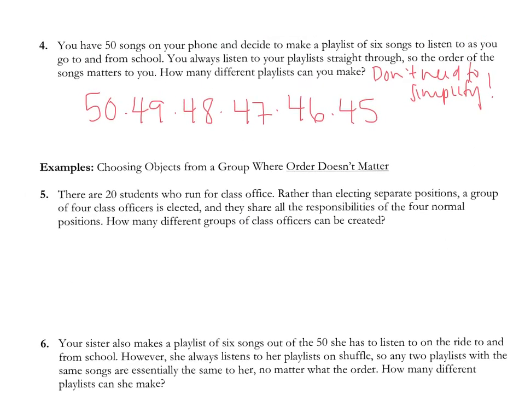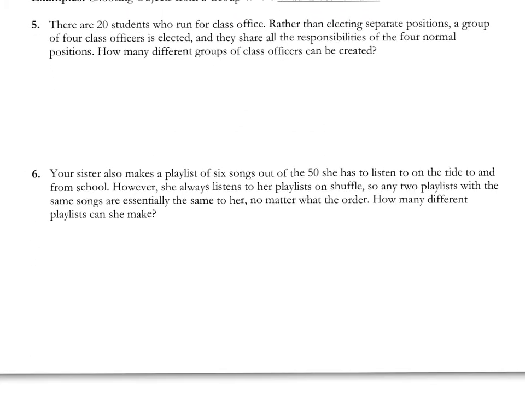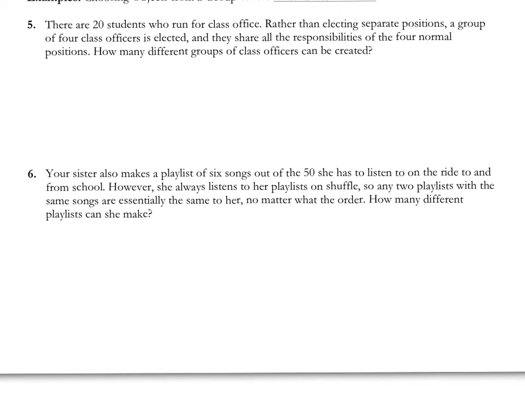So we're going to start in the exact same way that we did up here. There's 20 ways of picking the first class officer. Once we pick the first class officer, there's 19 ways of picking the second, 18 ways of picking the third, and 17 ways of picking the fourth. So we're going to start out this problem very similarly to what we did before. But let's think a little bit about what's different about this problem than the previous problem.